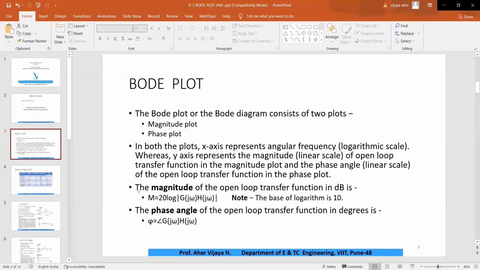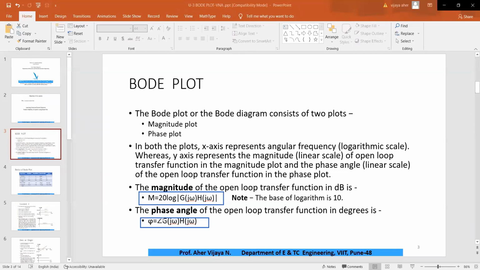Please write the equation for magnitude and the equation for phase angle before drawing the Bode diagram. These two equations you have to remember. For magnitude, M is equal to 20 log of mod of G of j omega into H of j omega, to the base 10. And for phase angle, phi is equal to angle G of j omega and H of j omega. Please write these two equations in your notebook.